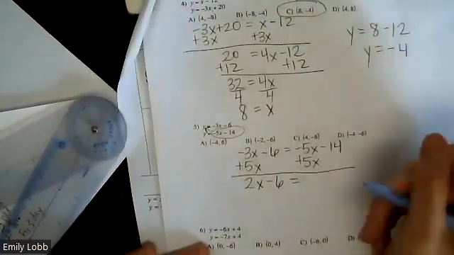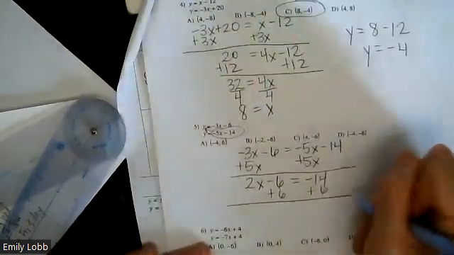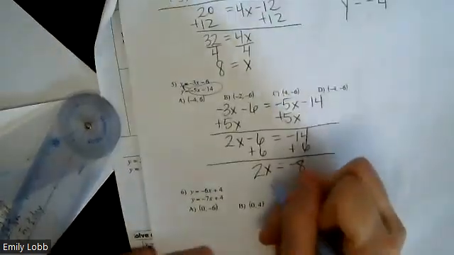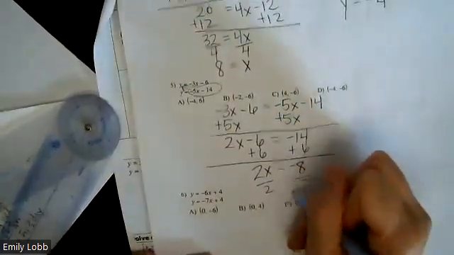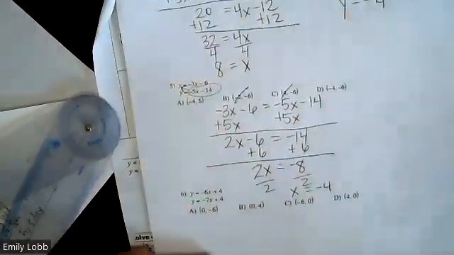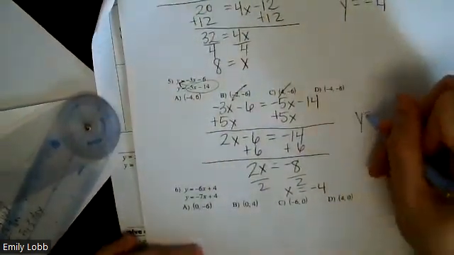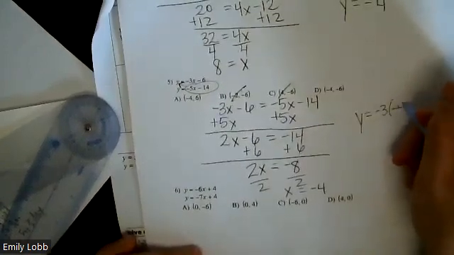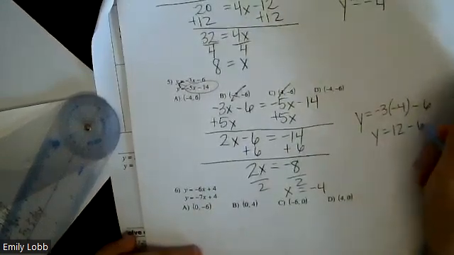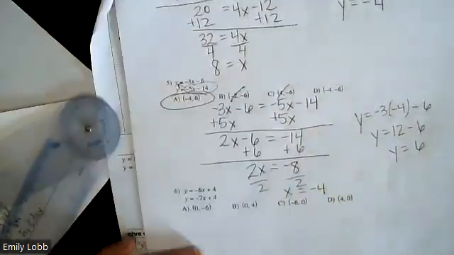2x minus 6 is equal to negative 14. When I add 6 to both sides, I end up with negative 8 on the right, 2x on the left, divide by 2, divide by 2. X is equal to negative 4, so it can't be negative 2 or 4. That leads us to y, which is negative 3 times negative 4 minus 6. So y equals 12 minus 6, which is 6. So that has to be A.